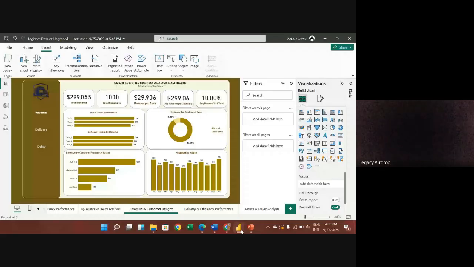On this first page, which is the revenue and customer insight, we look at the revenue side of operations. The dashboard shows total revenue of about $299,055 from 1,000 shipments with an average of $299 per shipment. This gives us a margin of only 10%, which is relatively thin and highlights the importance of efficiency. Truck performance is uneven. Trucks 4, 8, and 10 generated more revenue, while trucks 7, 1, and 3 are on the bottom.